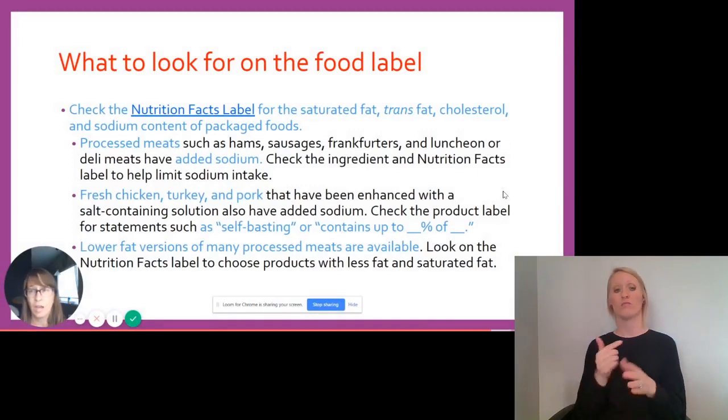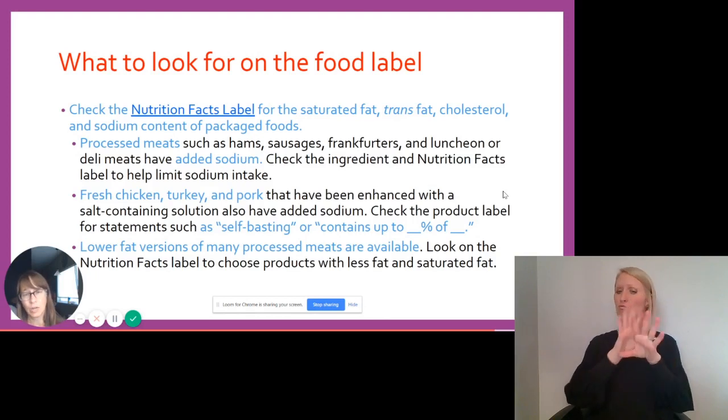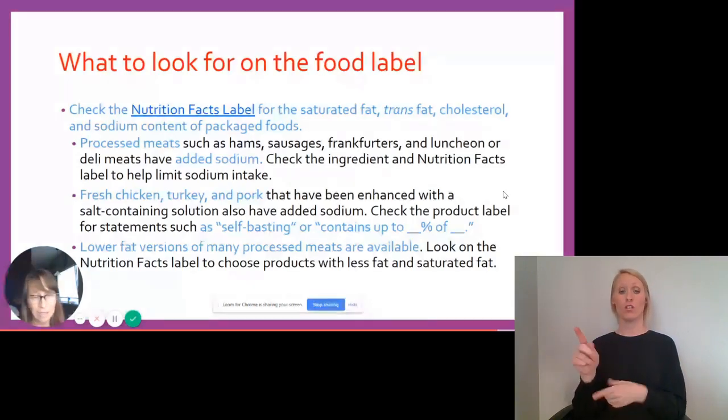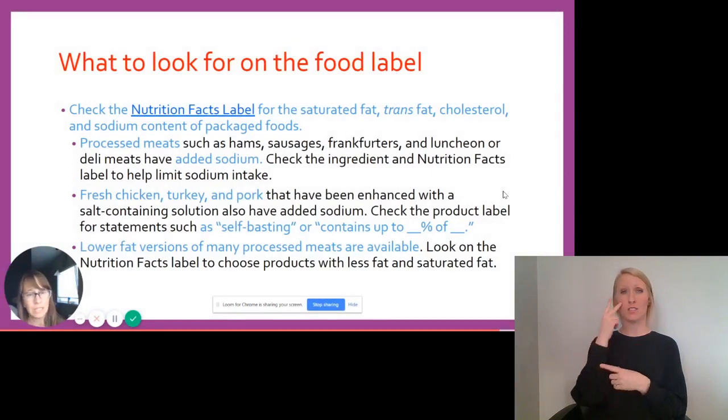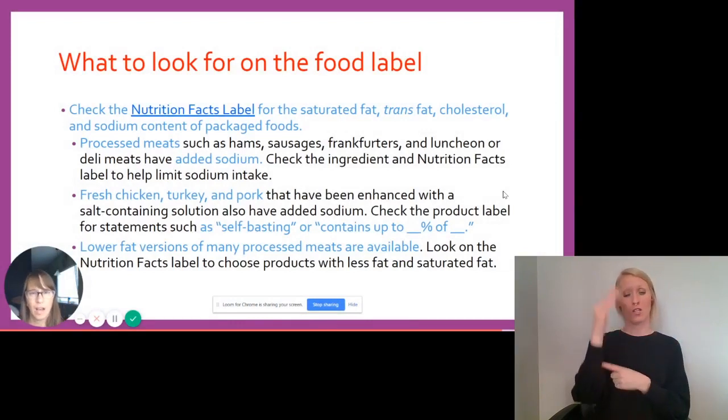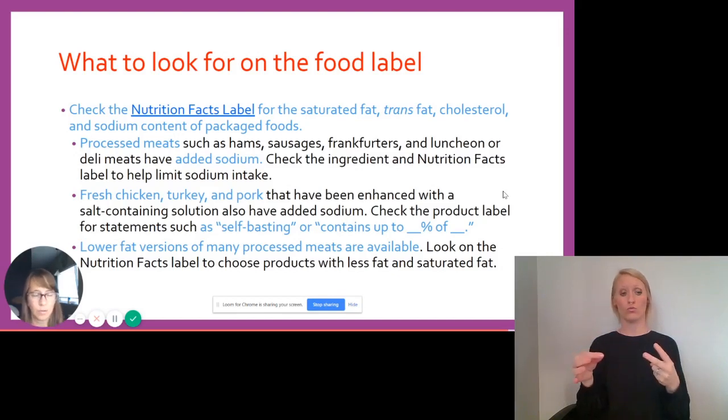It can start giving issues in our kidneys, leading to kidney stones. Fresh turkey, chicken, or pork that have been enhanced with a salt-containing solution also have added sodium. So you want to check the product label for statements such as self-basting or contains up to blank percent of sodium. Then that means that they had a lot of added salt. And another thing to look for is that lower fat versions of many processed meats are available. So look on the nutrition labels to choose products with less fat and saturated fats than other ones.